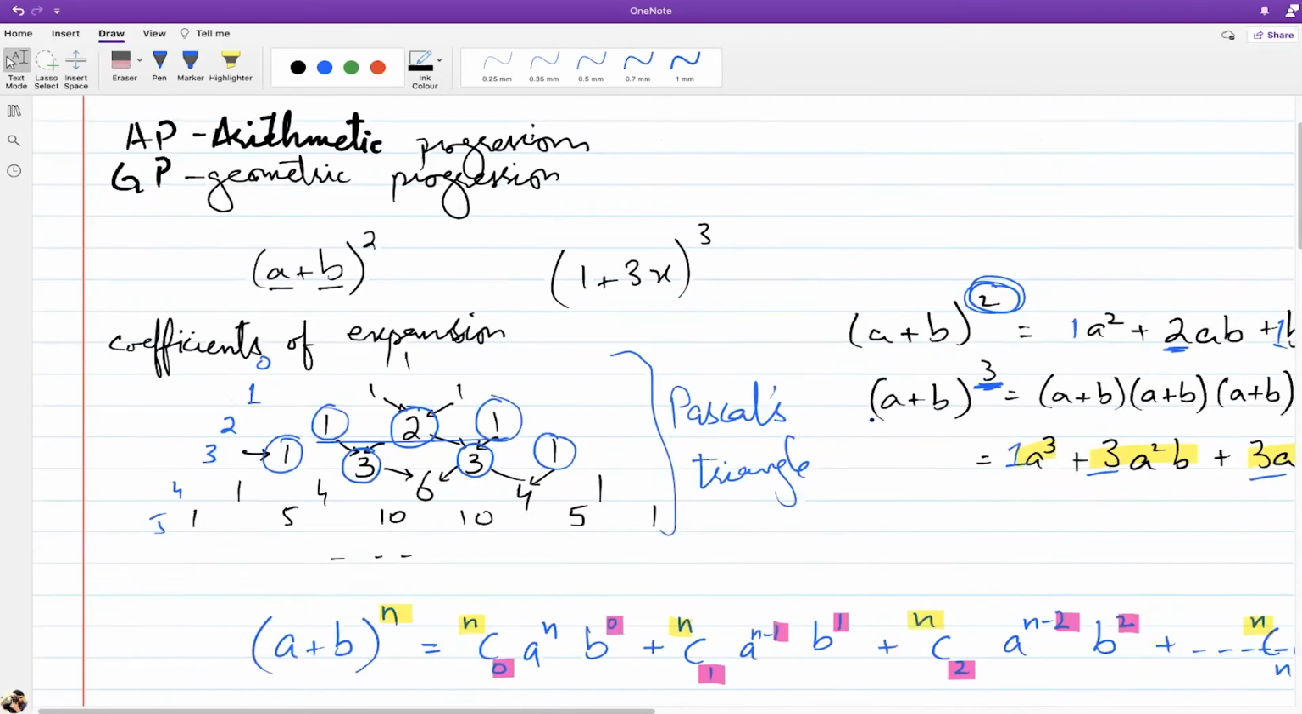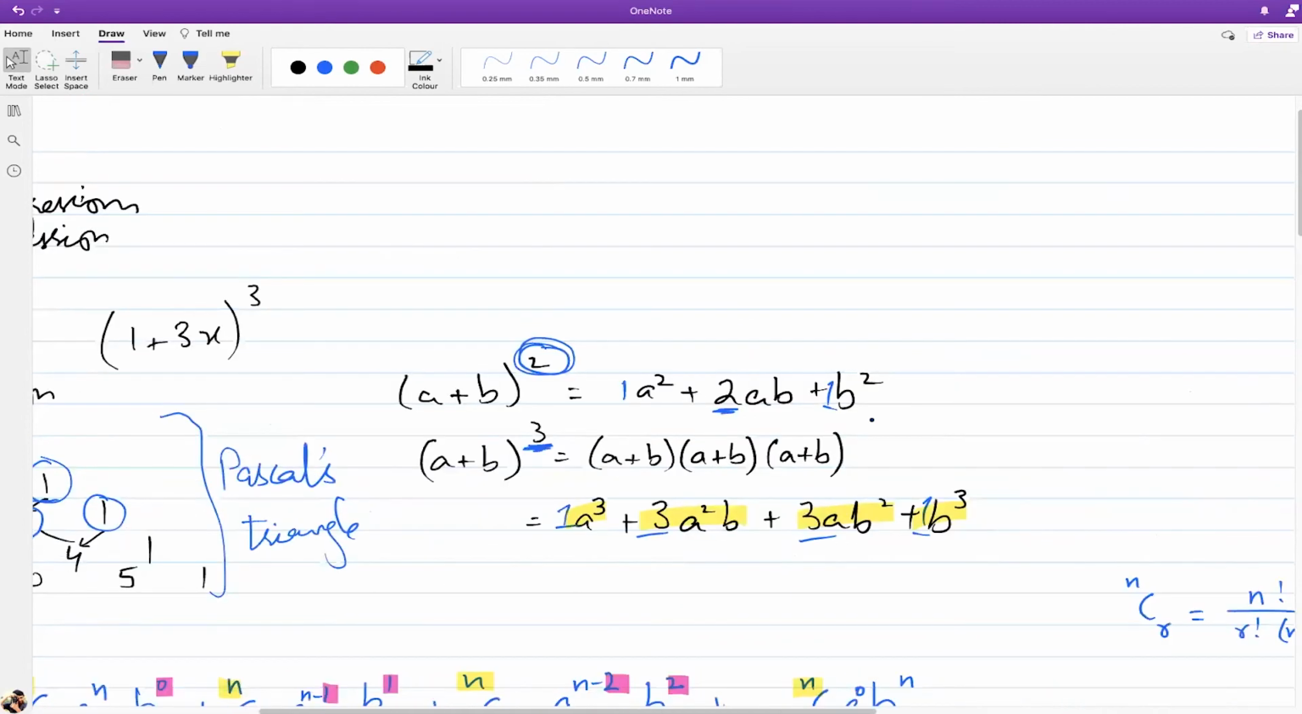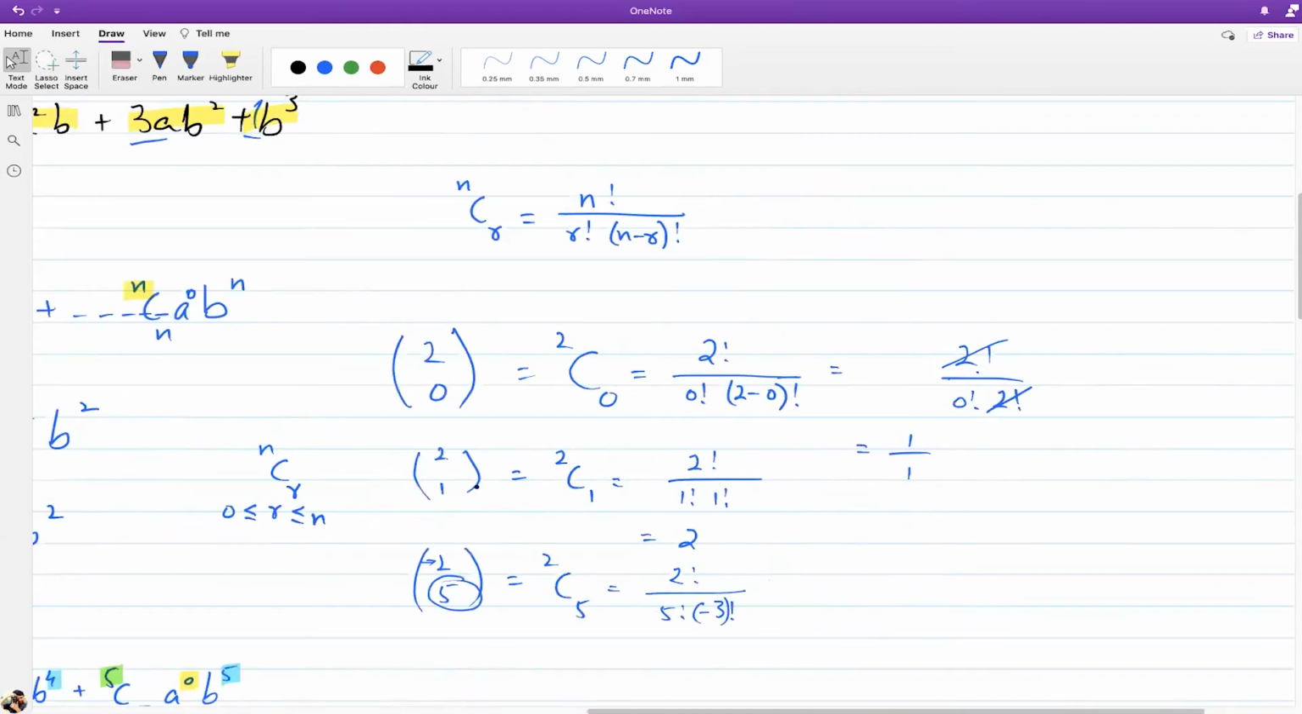So for that, you have to understand that coefficients are given through expansion, through Pascal's triangle, or through calculators. The exact formula is nCr, which is this. You can write it in 2 different ways. 2, 0 means this 2C0. Either that, you can use this C symbol or you can use the vertical column symbol.